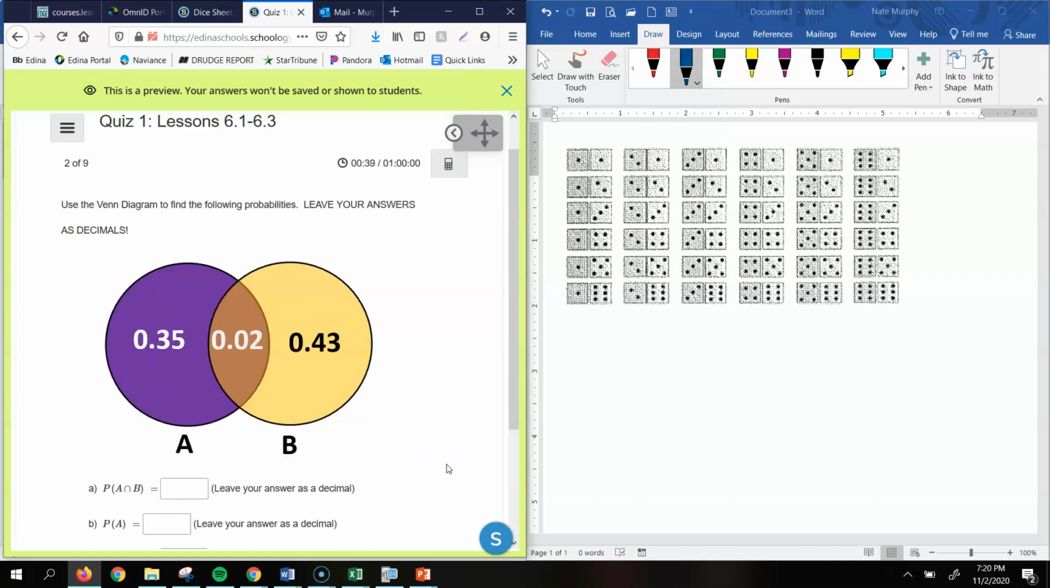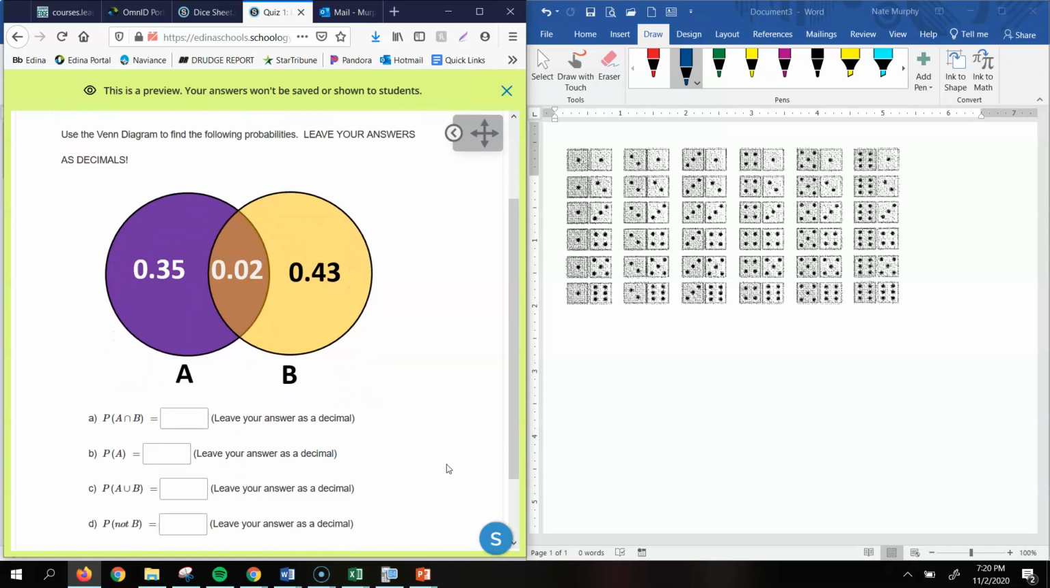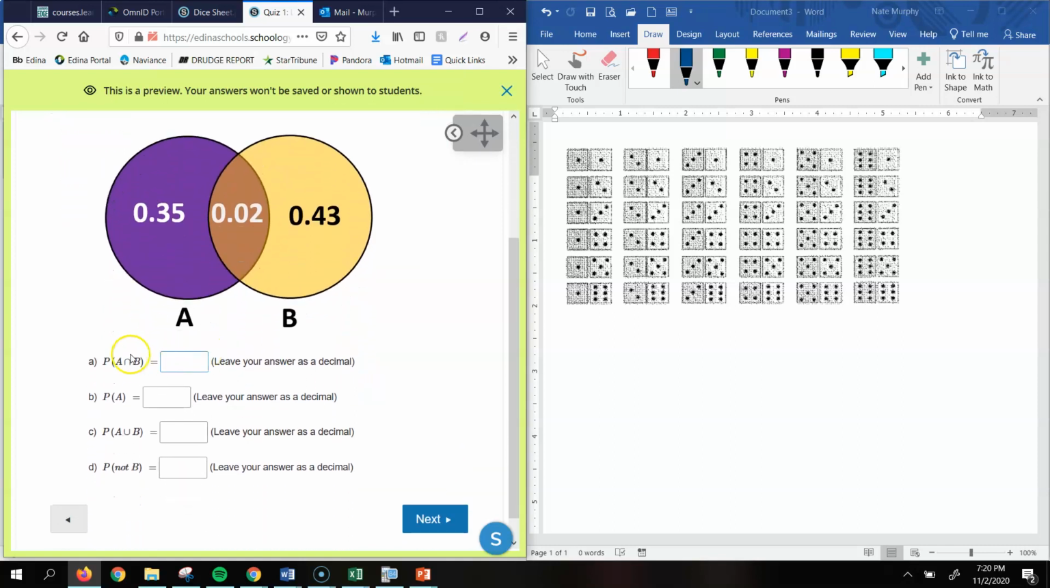Alright, here's another Venn diagram. It says use the Venn diagram to find the following probabilities. Leave your answers as decimals. We want to find the probability of A intersect B. What this means is, what's the probability of the intersection. The probabilities are listed in each of these three sections. The intersection is what they have in common. So your answer would be 0.02.